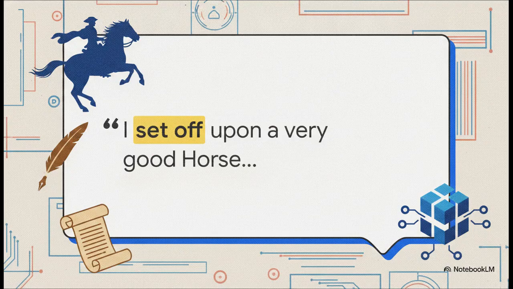We have to start with the immutable protocol itself. Just listen to Paul Revere's exact words from his 1775 account. "I set off upon a very good horse." Now, we aren't just treating this as some neat piece of historical trivia. In the context of our sources, you really have to think of this document as bit-perfect source code. It's an original strike that serves as the ultimate foundation, the core protocol for a modern digital mission.